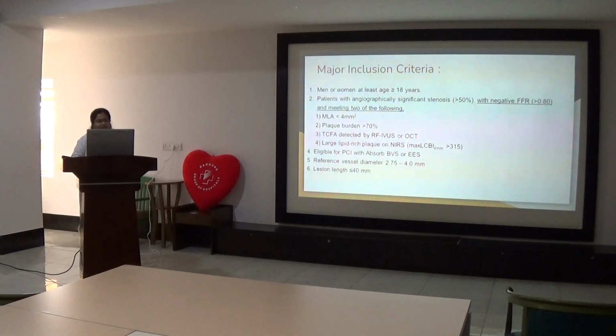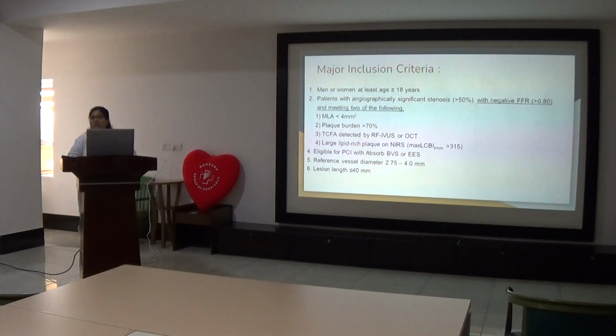The inclusion criteria: men or women more than 18 years, patients with angiographically significant stenosis, that is more than 50%, with negative FFR, so more than 0.8, meeting two of the following 4 criteria: MLA less than 4 mm², plaque burden more than 70%, TCFA or LCBI more than 3.5. Eligible for PCI with absorb BVS or EES. Reference vessel diameter should be 2.75 to 4, and lesion length should be less than 40.